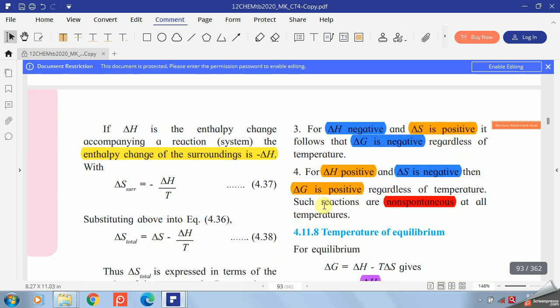Then the third condition: delta G will be negative if delta H is negative and delta S is positive. In all different cases of temperature, delta G is always negative. And if delta H is positive and delta S is negative, then delta G is always positive, because delta H and minus T delta S become plus, and both values become plus plus. So in all cases of temperature, the reaction becomes non-spontaneous.